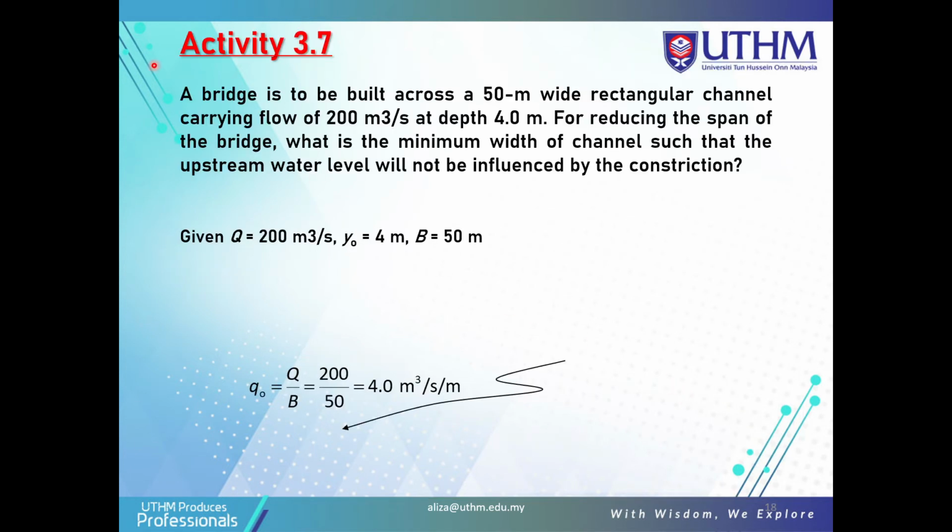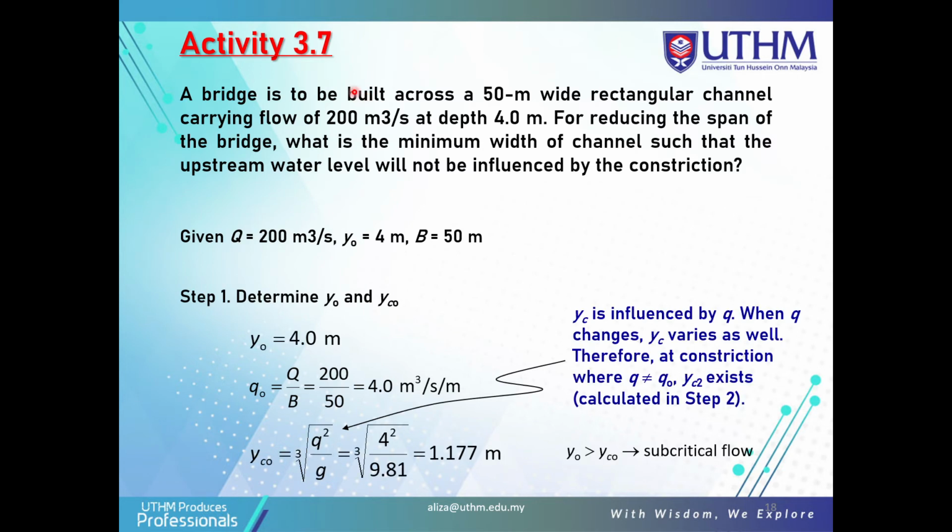Okay, so now look at activity 3.7 here. A bridge is to be built across a 50 meter wide rectangular channel, carrying a flow of 200 meter cube per second at a depth of 4 meter. For reducing the span of the bridge, what is the minimum width of channel such that the upstream water level will not be influenced by the constriction? The given data is Q, 200 meter cube per second, Y naught is 4 meter, and B is 50 meter.